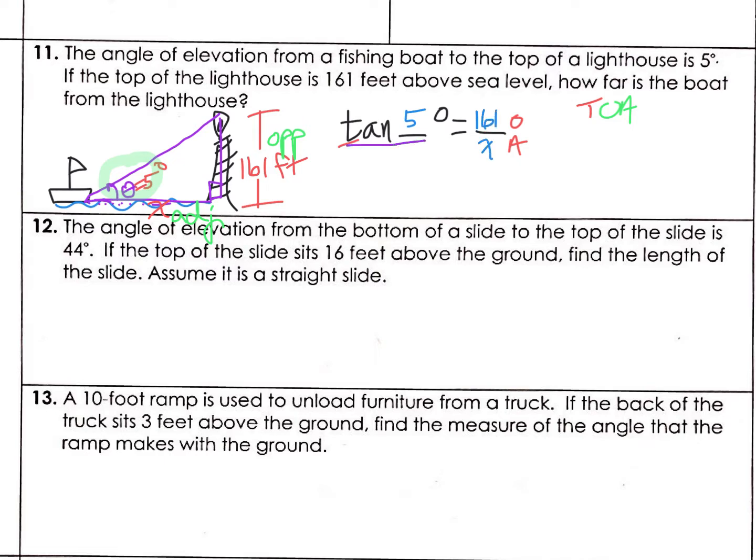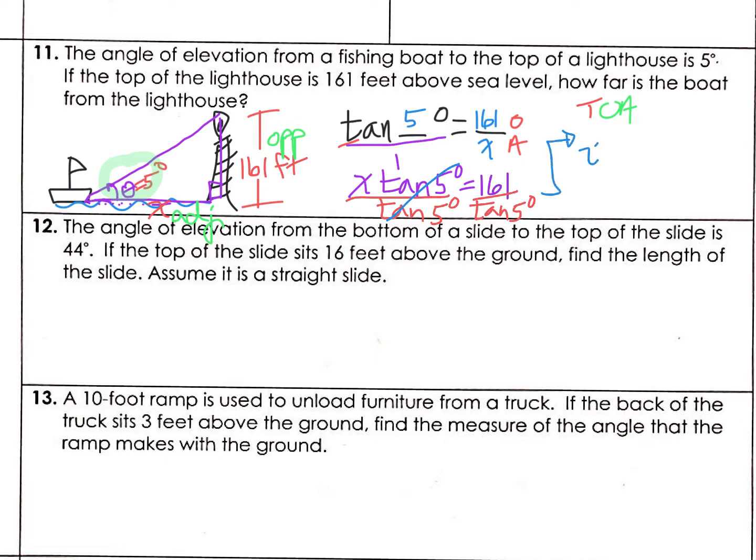And so remember, we're going to turn this into a proportion and cross multiply. So x times the tangent of 5 degrees equals, and then 1 times 161 is 161. To solve for x, we need to undo multiplying by the tan of 5 degrees. So we divide by the tangent of 5 degrees. So those cancel.